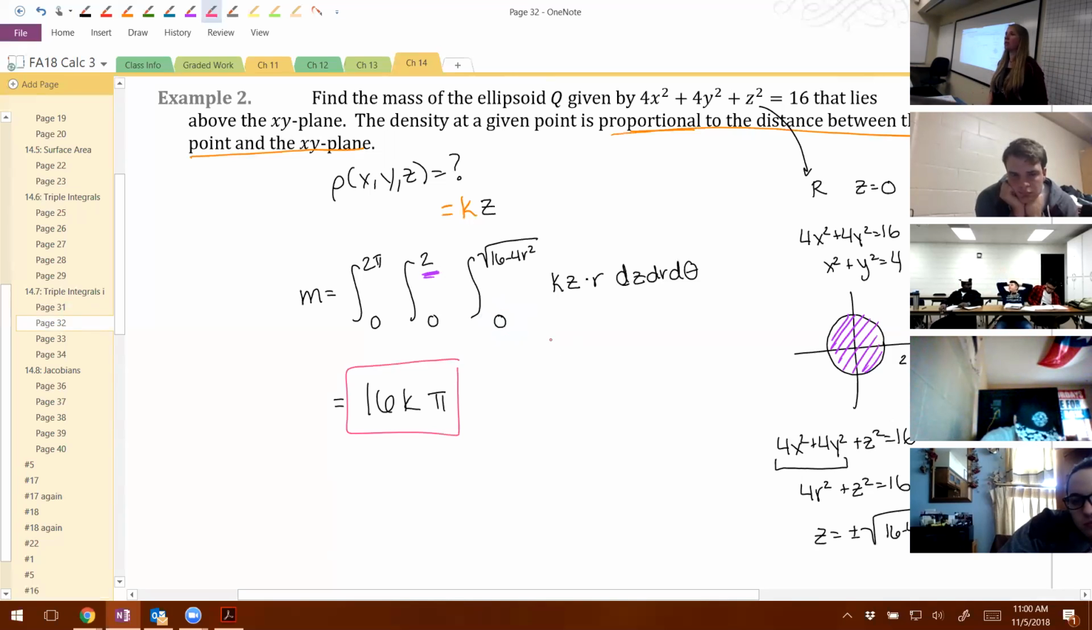Since your shape is symmetric, there's a lot of different ways you can cut this thing up. If you wanted, you can look at just one octant and multiply it by 4 to fit the top. There's a lot of different ways you can set it up here. So, good question.